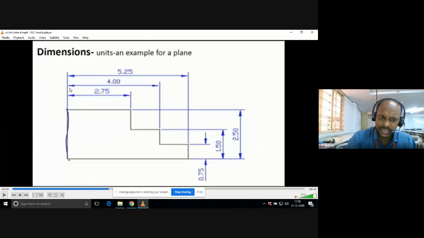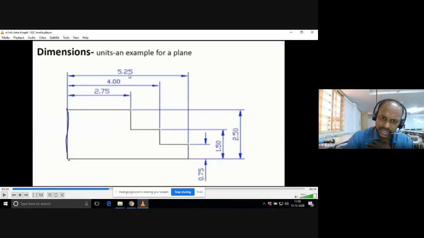So from this end to this end, I wanted to mark a value of 4. So draw one more dimension line, and see that between the first dimension line and second dimension line, the gap must be minimum 1 centimeter, that you have to maintain. And one more condition here is the maximum value is 5.25, that 5.25 must be on the outer side, outside.